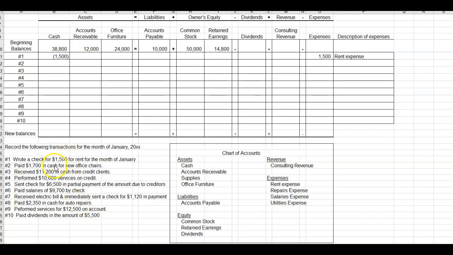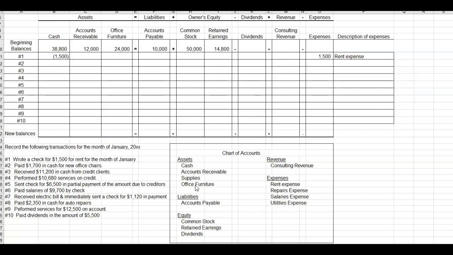Paid $1,700 in cash for new office chairs. What accounts are involved, and does their balance increase or decrease? Well, cash is involved because we spent the cash, so we're going to decrease cash for $1,700. The purchase of new office chairs should not be recorded as an expense. Those chairs will be used by the company for a number of years to come, so they fit the definition of an asset. Let's see if we can find an appropriate asset account title.